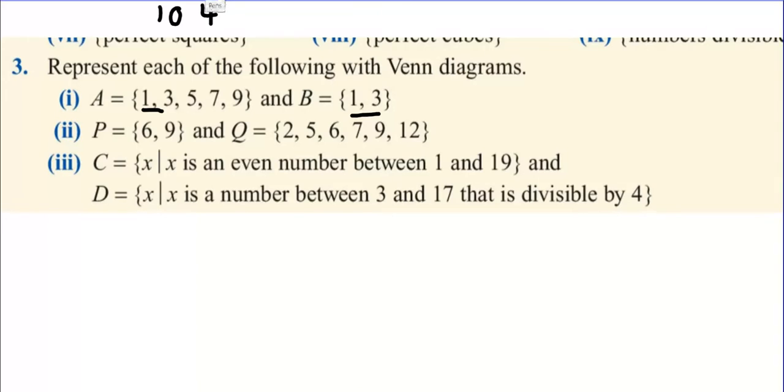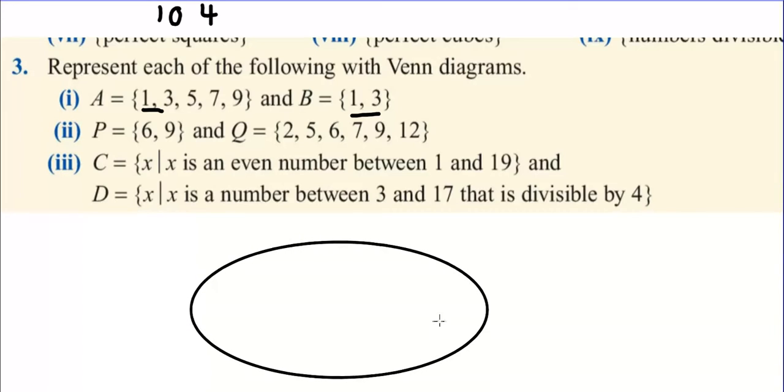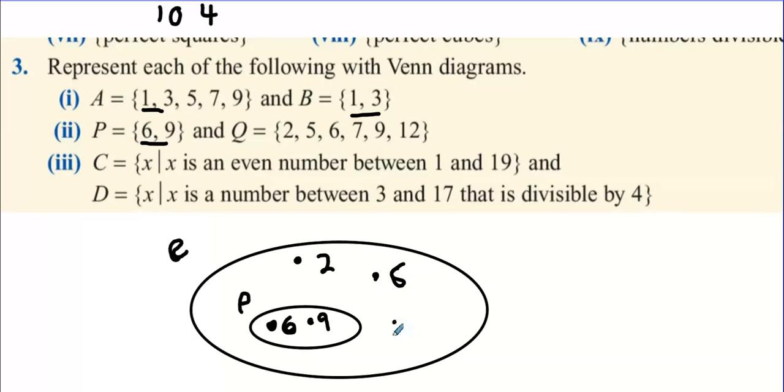Now let's go to part 2. I'm going to put it in the bigger one, which is Q. You can imagine Q as, I don't know, the United States. And you can imagine 6 and 9 being like a state like Texas or something like that. So we put 6 and 9 together, and I'll put them inside of P. There's state P inside country Q, if you get what I'm saying. And then the rest of the parts are 2, 5, 7, and 12.